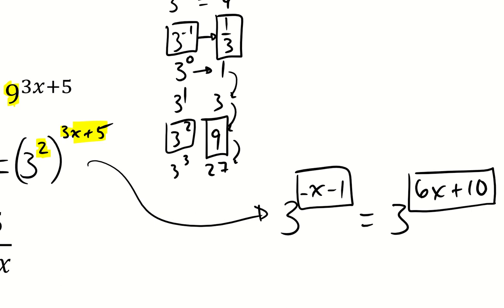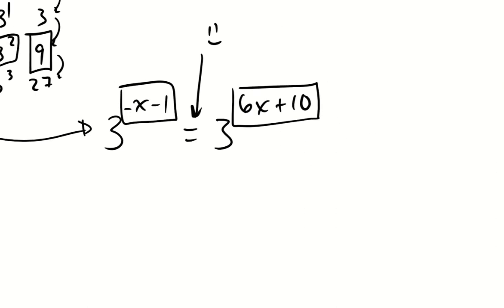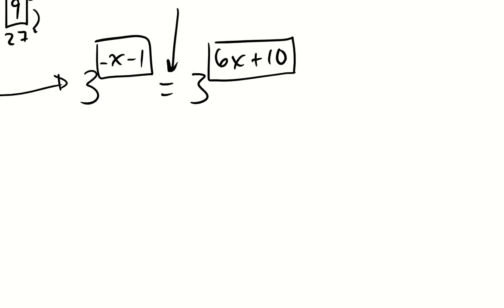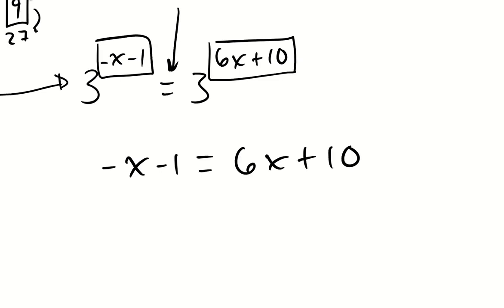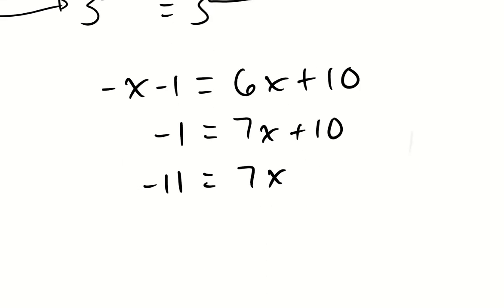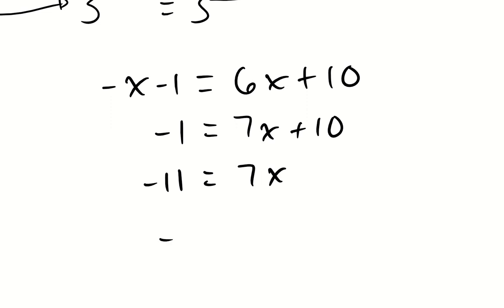The only way that these can truly be equal to each other is if these bases are equal. So I simply set the bases equal and solve for x. So the opposite of x minus 1 must equal 6 times x plus 10. I could add x to each side. So if I did that, this would become negative 1 equals 7x plus 10, and I could certainly subtract 10 from both sides. So negative 11 equals 7x, and then finally if I divide by 7, I get that negative 11 over 7 is what x is.